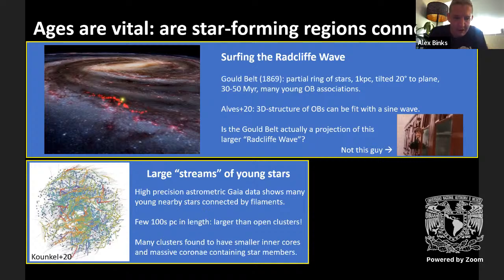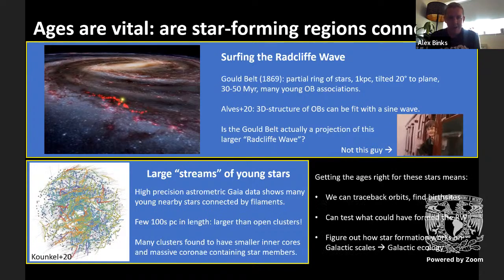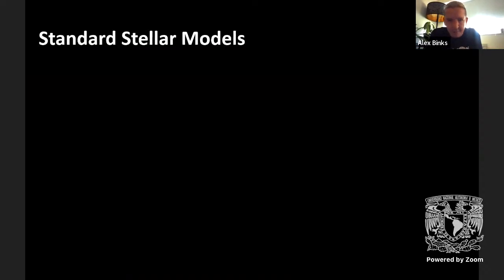Okay, so I mentioned the large streams of stars, a couple of hundred parsecs in length. We need to study the ages of these, get the ages right, to get a better idea of the star formation and stellar evolution on a kind of galactic scale. If we can trace back the orbits of these with Gaia, and we know their ages, then we might be able to test what might have formed these large extended structures of young stars that we see. Effectively, it's called galactic ecology. And just recently, we can get a window into this.